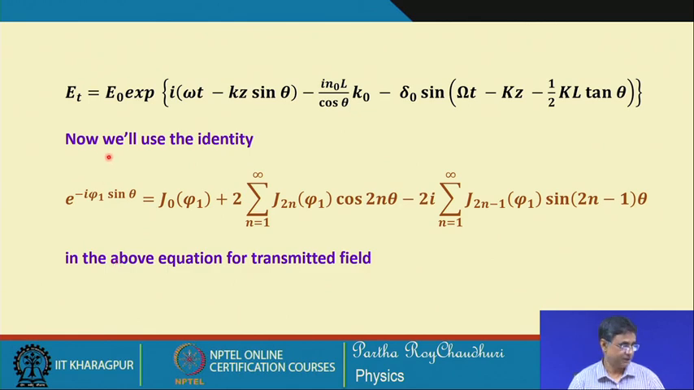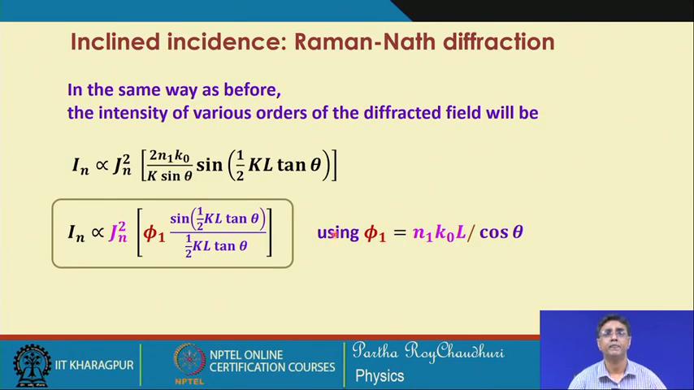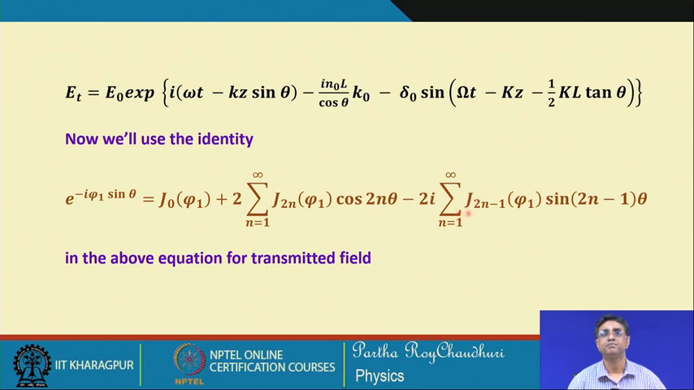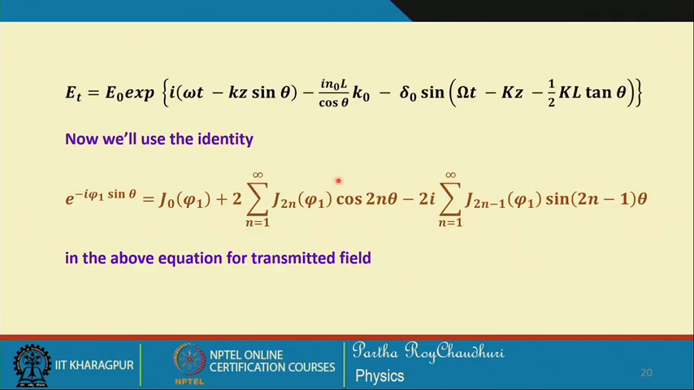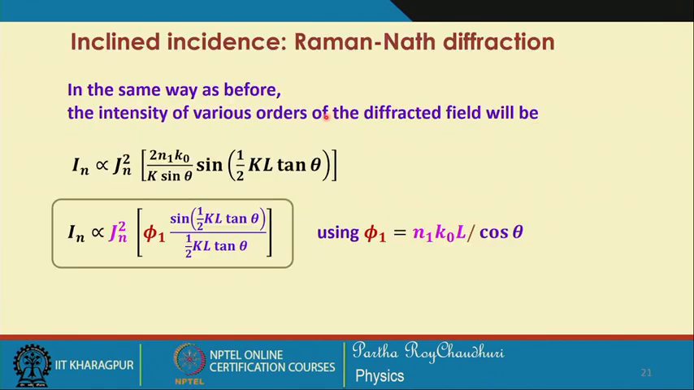Now, this transmitted field, once again, if you look at this equation, you have e to the i omega t, then e to the i of this quantity and this quantity. So once again it has the form e to the i phi sin theta. This phi 0, phi 1: this phi 1 is given by this equation, n1 k0 L by cosine theta. You can see k0 L by cosine theta. So this is your phi 1.